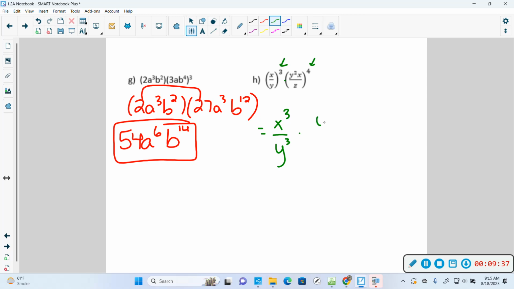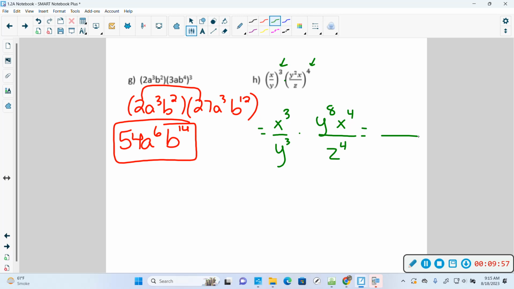2 times 4, 8. X to the 4th, z to the 4th. So we do have some simplifying. I don't think it's going to be too bad when you have a lot of variables. I mean, 3 is not awful, but I just kind of work alphabetical. So I'm going to look at the x's first, fill in my fraction bar and see where we're at.